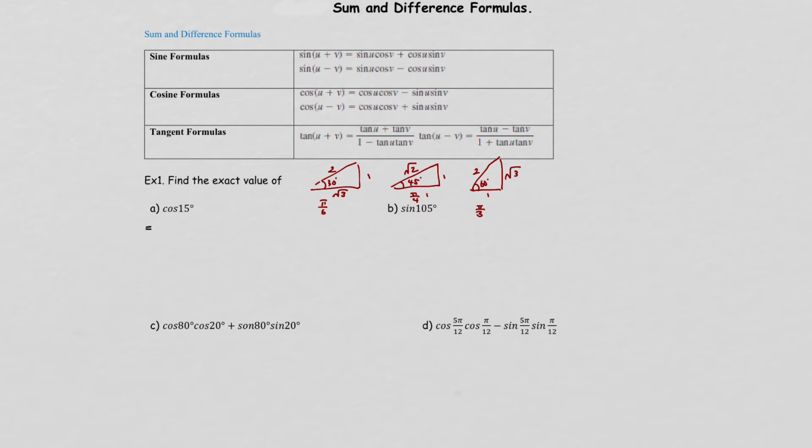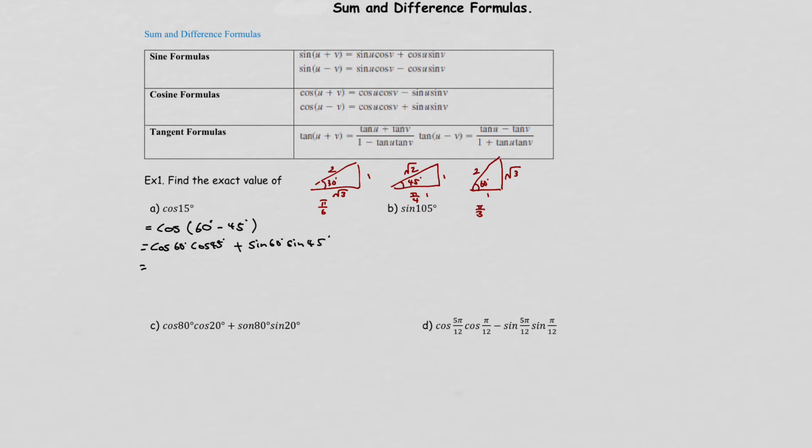That's going to be using cosine 60 degree minus 45 degree, which will be cosine 15 degree. This means we're going to use this formula right here. So that gives you cosine 60 degree times cosine 45 degree plus sine 60 degree times sine 45 degree.